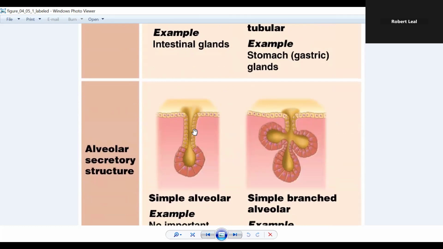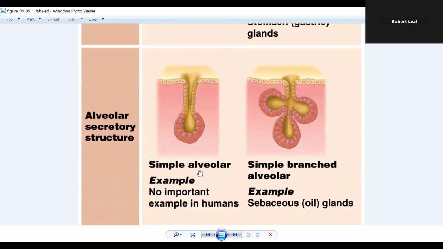Down here, you still got a duct, which is the tube, and a gland here. No longer at the bottom does it look tubular. It looks round. So the word for round is alveolar. So this one on the left, simple alveolar. And then to the one on the right, looks like it branches out a little, would be simple branched alveolar.